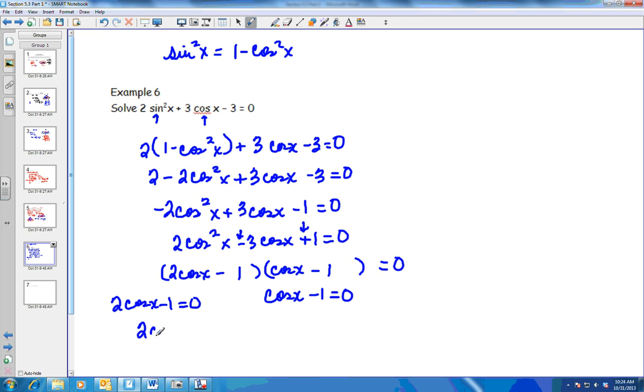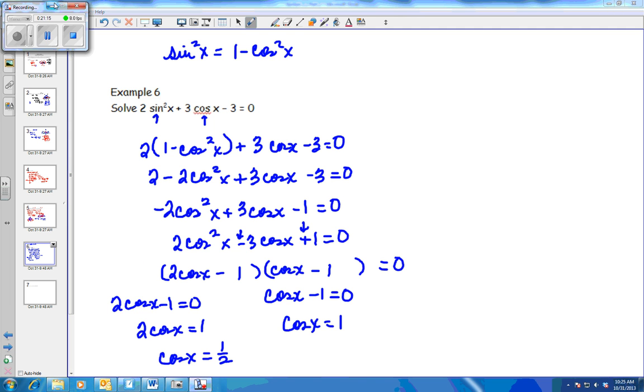So 2 cosine x equals 1. Cosine x equals 1/2. And then I have cosine x equals 1. Okay, so let's do cosine x equals 1/2 first.